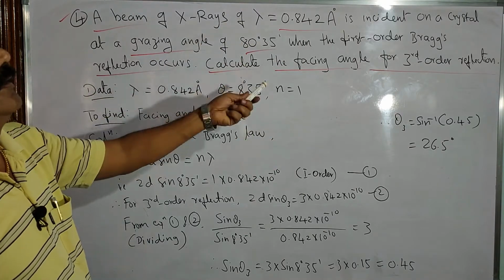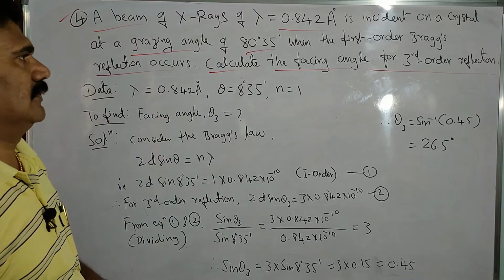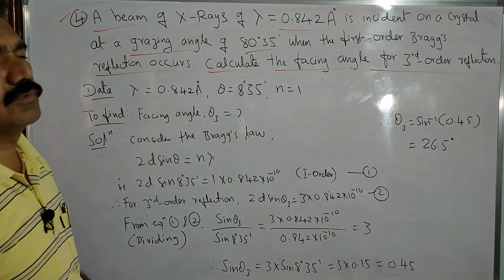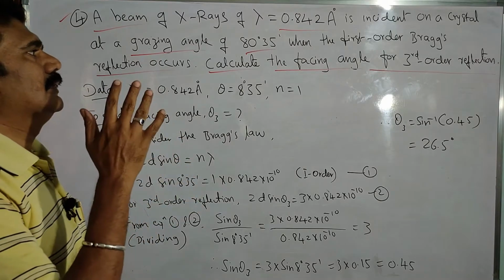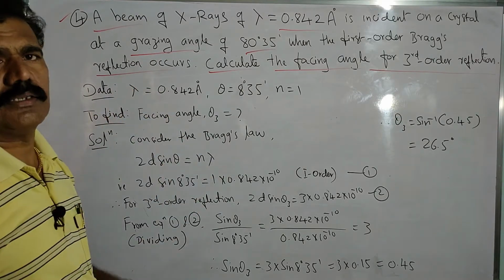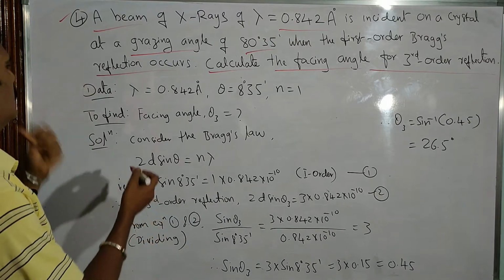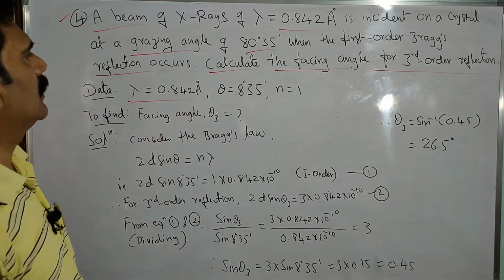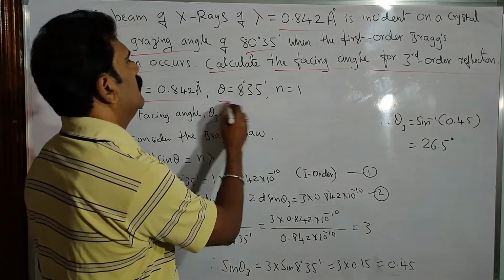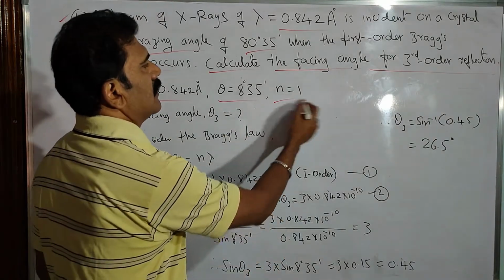Similarly, second and third also is possible. Particularly they asked here third order reflection to occur, what is the corresponding glancing angle? Facing angle, glancing angle, all are same here. Okay, so data is given, lambda is equal to 0.842 angstrom, theta is equal to 8 degree 35 minutes for n is equal to 1.